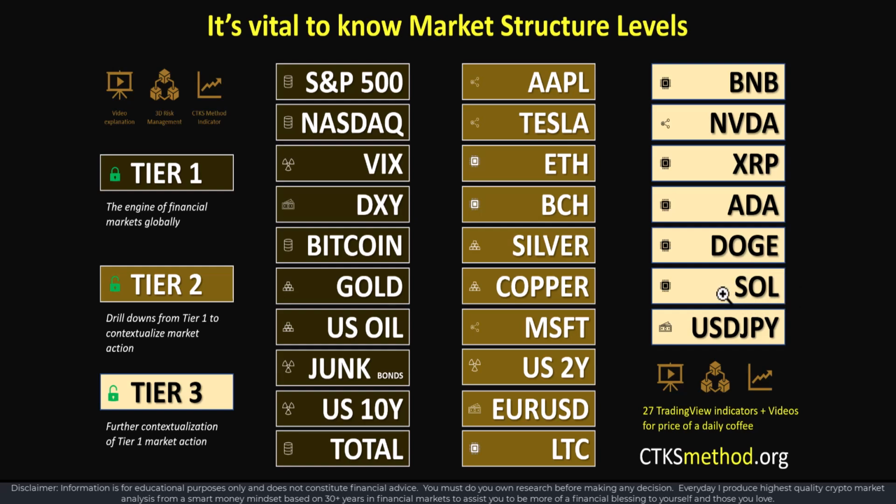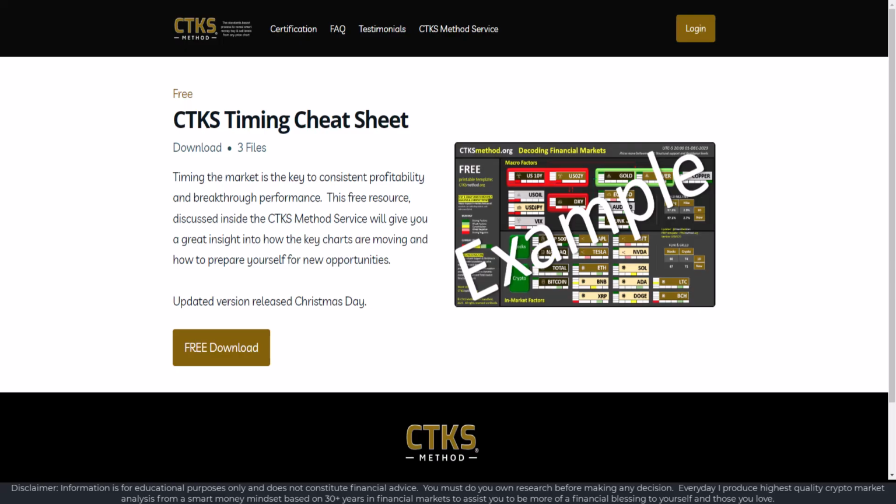But no matter what particular crypto you're into, it's very important to look at Bitcoin as well as total crypto market cap. If you don't know the structural support and resistance levels across the Tier 1, Tier 2, and Tier 3 charts, you'll end up guessing. I'd also suggest that you download the free CTKS timing cheat sheet. It's a fantastic aid to help you. You'll see patterns that you just can't unsee.